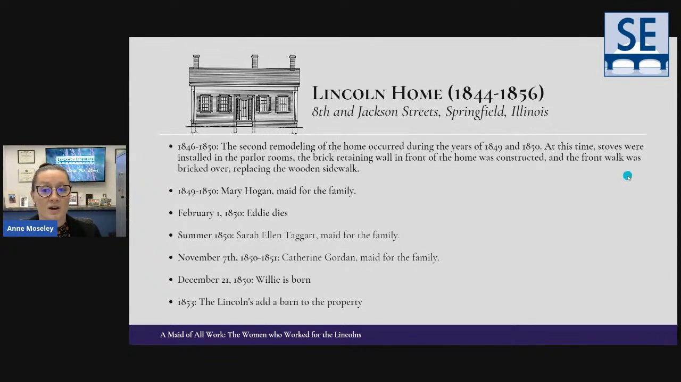And then you get another remodel from 1846 to 1850. This is where Mary Hogan comes in. Now, Mary Hogan is a very fascinating person. She is an Irish domestic. So I spoke earlier about some of the Irish women who worked within the Springfield home and the cultural situation. But as you look at the timeline here, I'm not going to read all of it, but you have 3 Irish women working in the Lincoln home throughout the 1850s. And you also see a tragedy in the Lincoln's life, and you see a joy. So the maids would have seen all of this.